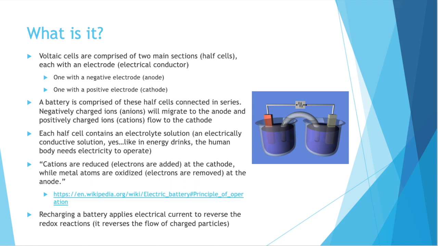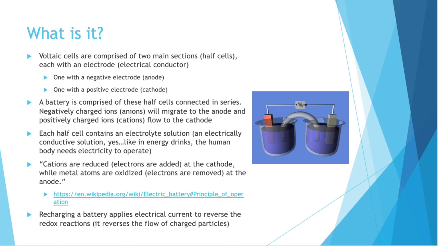Cations are reduced, electrons are added at the cathode, while metal atoms are oxidized, electrons are removed at the anode. So for me, it helps to think of it as a positive section and a negative section, and you have charged particles moving to and through each of the sections. I think of it in a cyclical way. Things are going around, and those charged particles are being harnessed for power in whatever the device is.